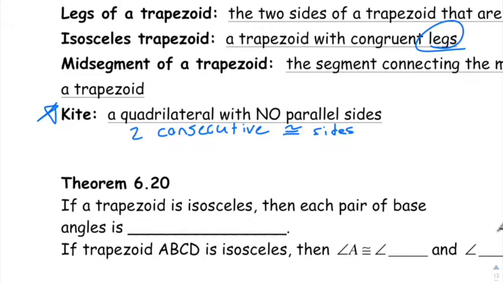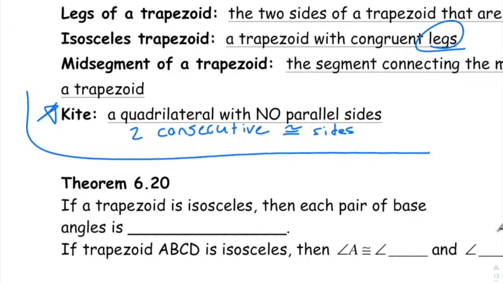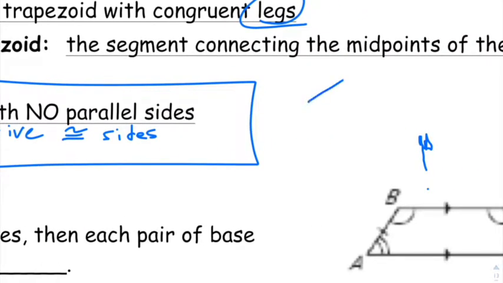I went and searched on Google before I started making this video on how some other textbooks define kites, and they say just two sets of consecutive congruent sides. So it just depends on your definition. Honestly, on a major test or anything, we're probably not going to ask you a question where it could be argued depending on your definition. But for today, we're going to assume the sides are not parallel.